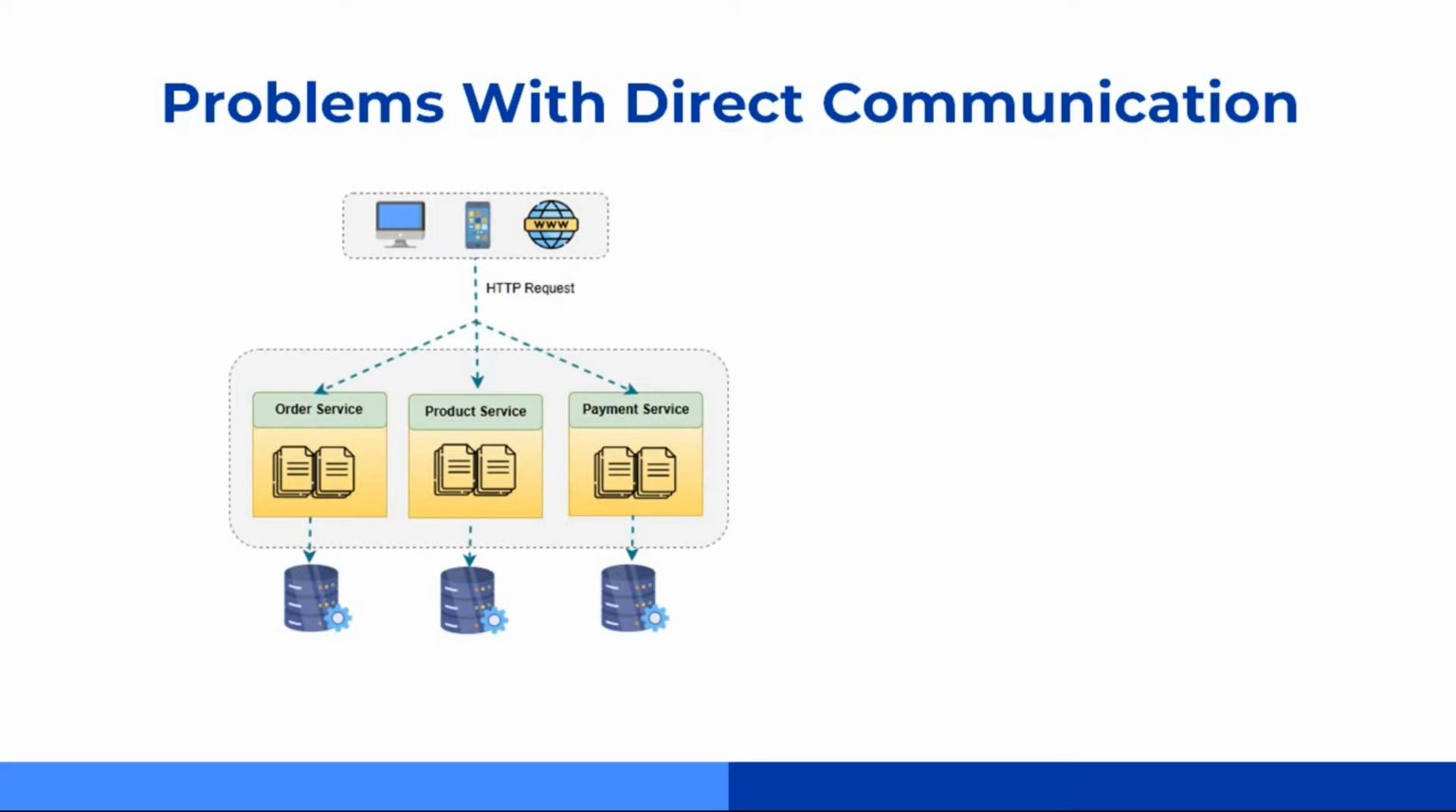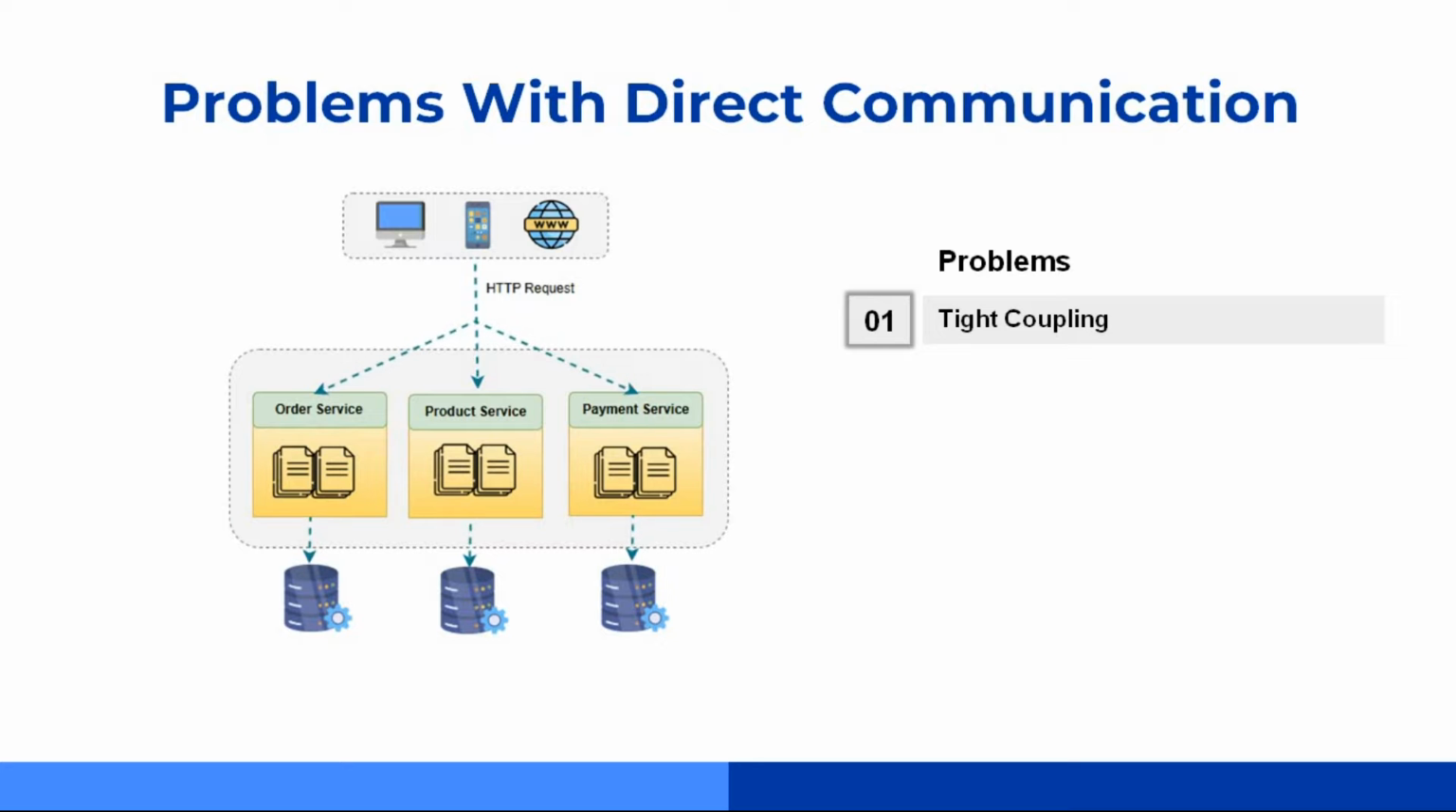Now let's talk about the problems with this approach. Number 1. Tight coupling. The client has to know the exact address of each service, the full URL, the port, everything. If a service moves or changes, the client must also be updated. So now the client is tightly coupled to each microservice, and that's a maintenance nightmare.